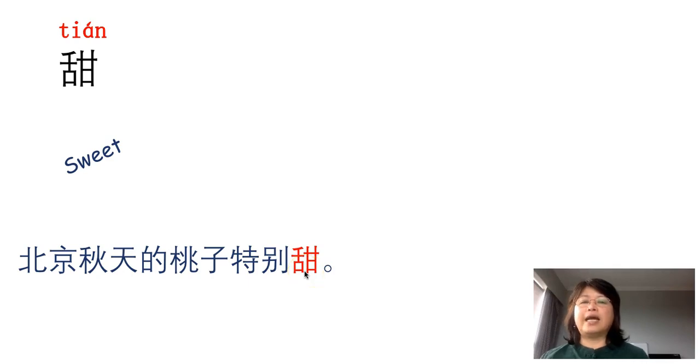So let's look at the character for 甜. On the left hand side is like the tongue. So this is the mouth. It's just something behind the tongue. So this is the tongue. On the right, that's the character. Its meaning is sweet. So the tongue feels the sweetness. 甜 sweet.